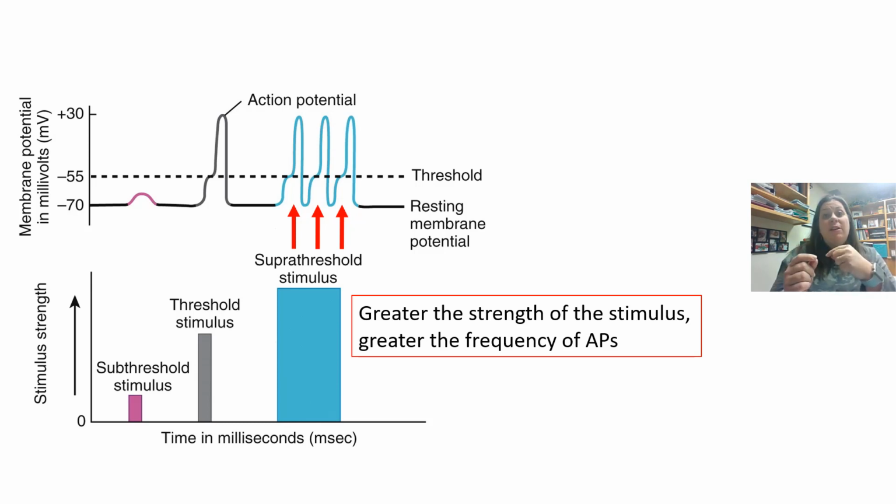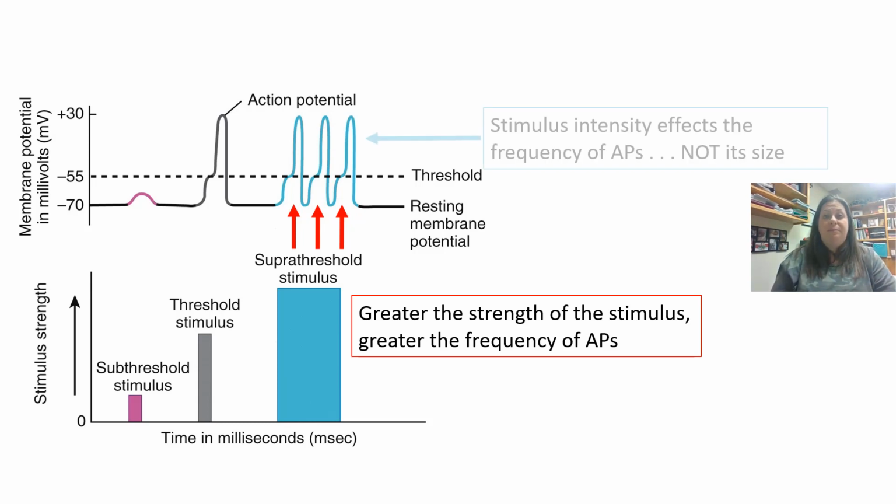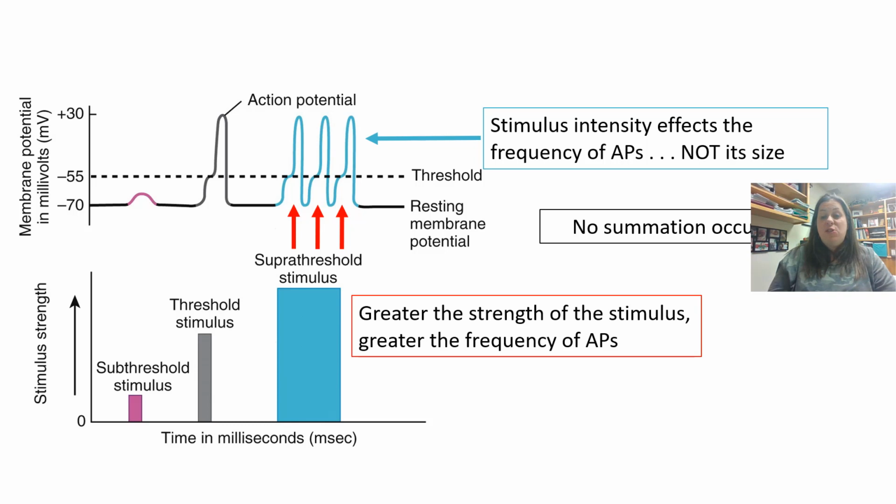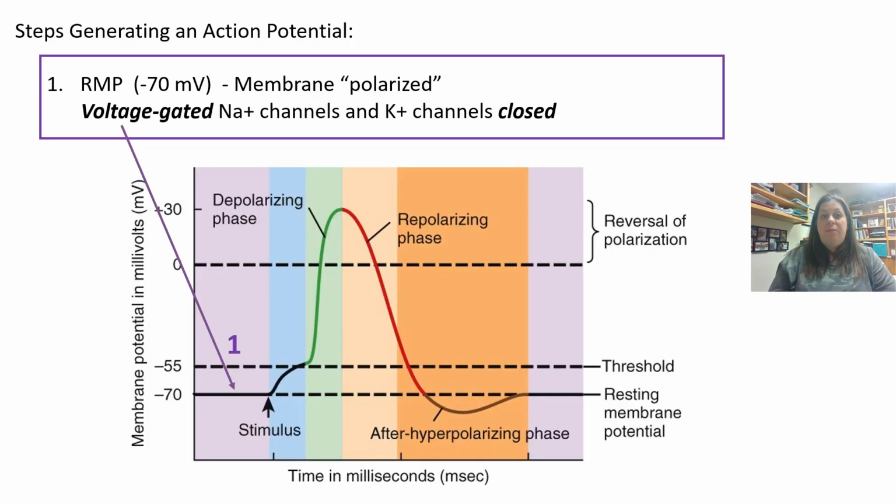Okay, the difference was not what action was being done, because that clapping was the same no matter what. It was that it was happening more quickly. Okay, it was a higher frequency in the sense that I clapped more times in that shorter amount of time. So the stimulus intensity affects the frequency, not the size of the action potential. So again, no summation is going to occur here.